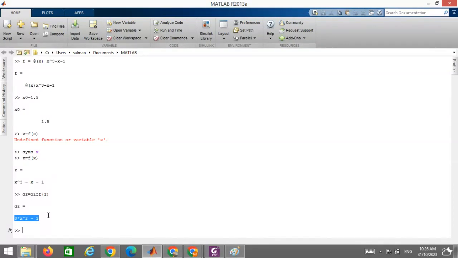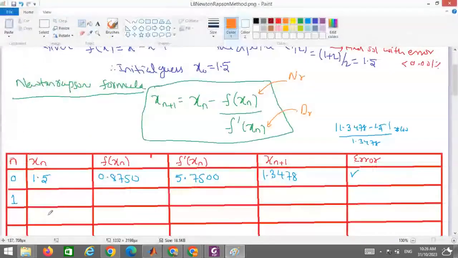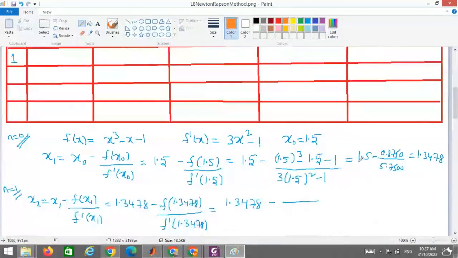Now how do you find the f of x value? See here, we got f of x as 0.8750. How do you get it? In f of x, you need to substitute the x naught value, right? That's why you have got this value, f of 1.5. So how do you do this substitution in MATLAB?